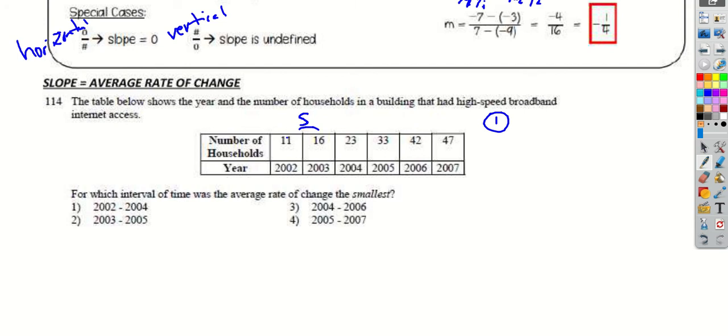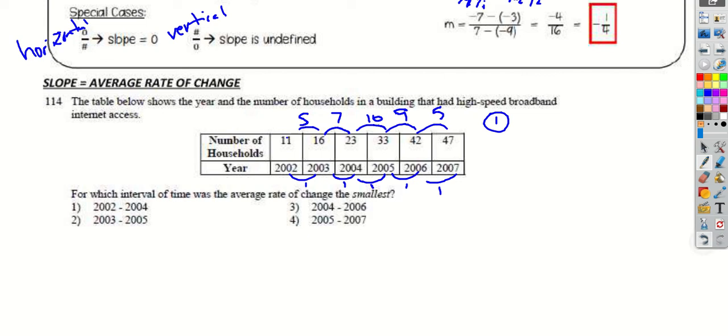So if we did number of households over year, you can kind of do the slope in that regard. So if we did the slope here, you would see this is a change of 1 and this is a change of 5, okay? From 16 to 23 is 7, and this is a change of 1. This is a change of 10, this is still 1, right? This from here to here is going to be 9, this is still just 1, and this is 5, and this is 1. So which interval was the rate of change the smallest, right, would be which of these had the smallest increase. So it's either 2002 to 2004.